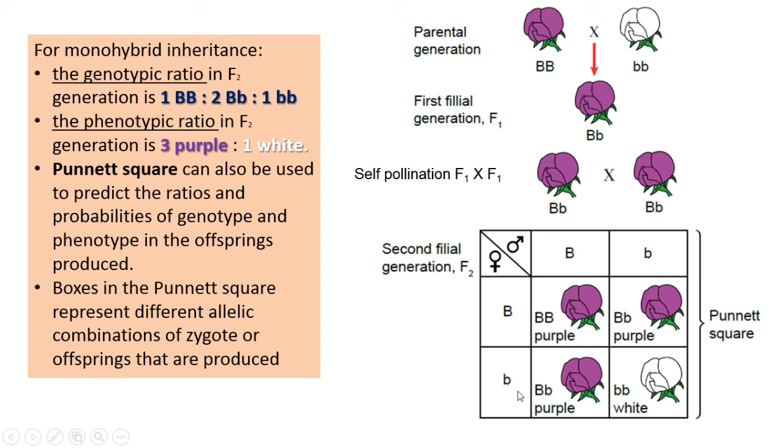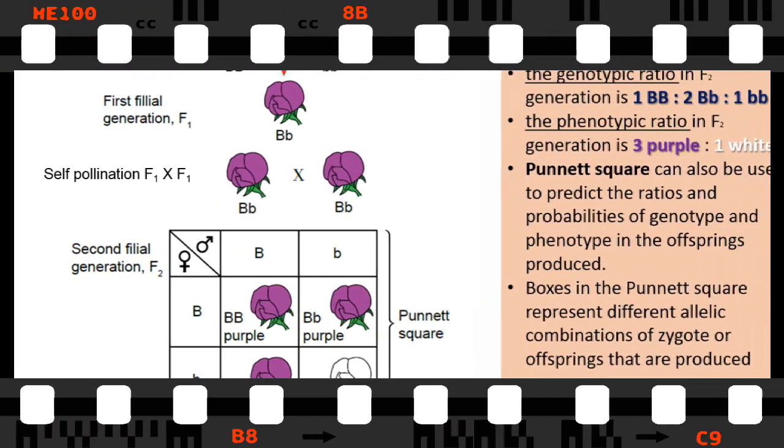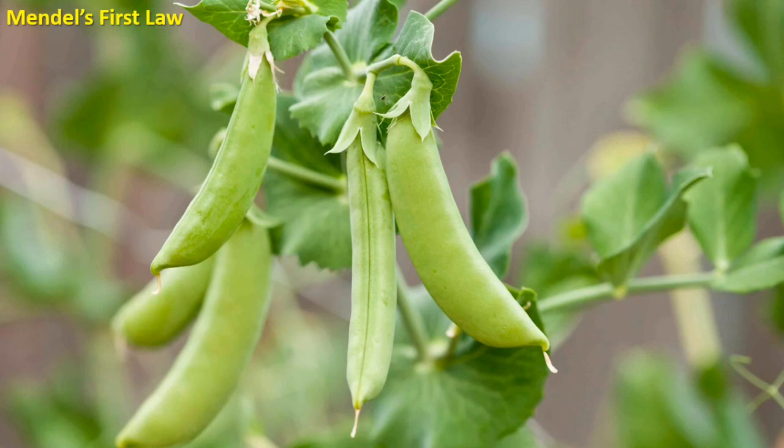So Mendel's first law is introduced by Mendel. Mendel introduced Mendel's first law after carrying out monohybrid inheritance. Mendel's first law is called the law of segregation.